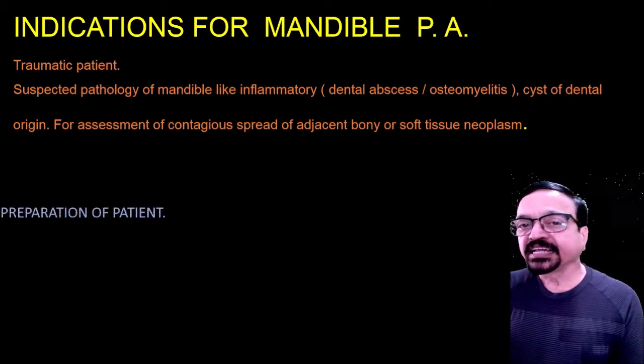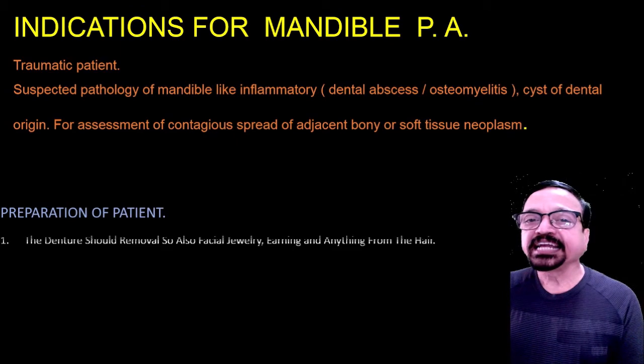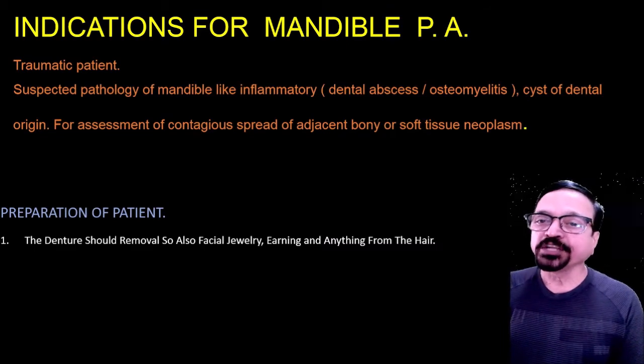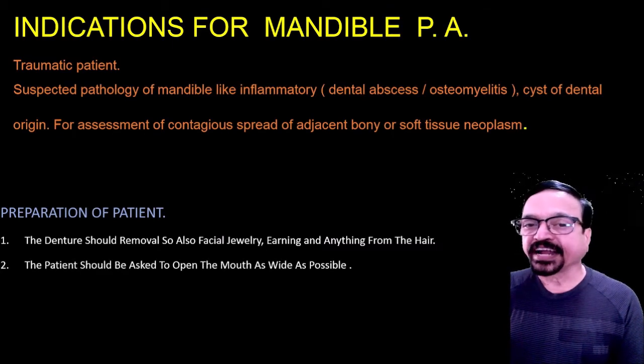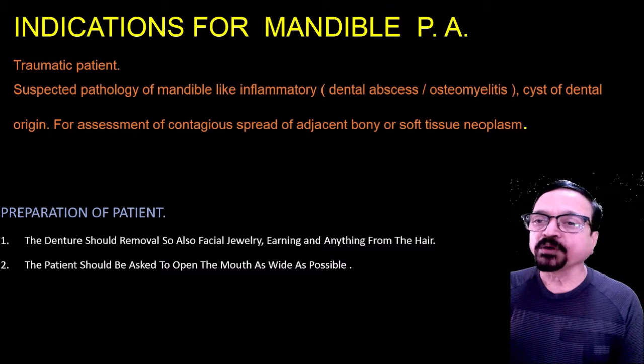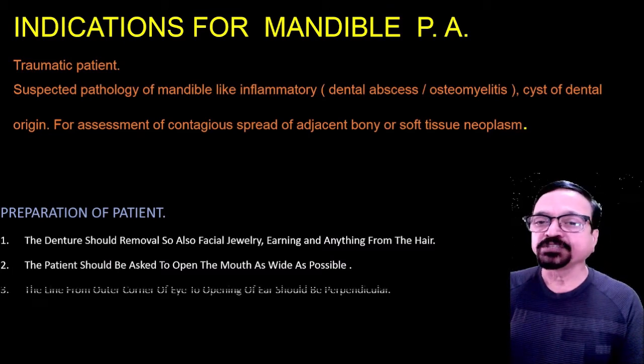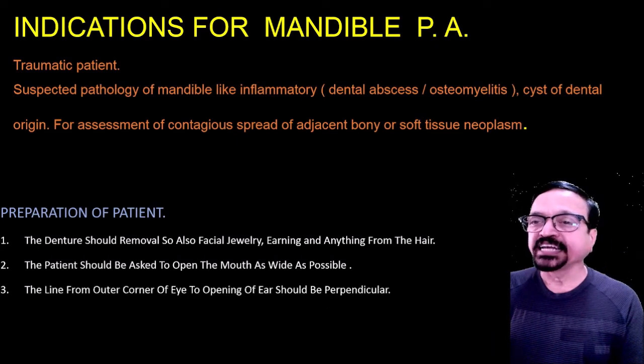Then what is the preparation of the patient? Usually radio-opaque articles and ornaments, which can cause artifacts, and clothing are removed. The denture should be removed, along with facial jewelry, earrings, and anything from the hair which can cause artifacts. The patient should be asked to open the mouth as much as possible when we are going for the mandible condyle, because that gives the mandible condyle in the best possible way. Otherwise it will be short and it will not be seen properly.